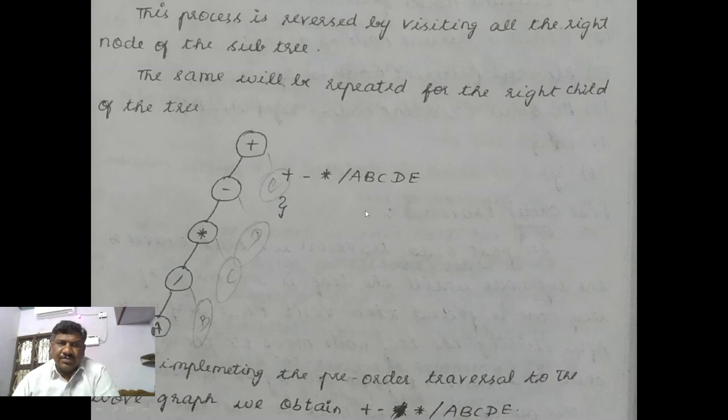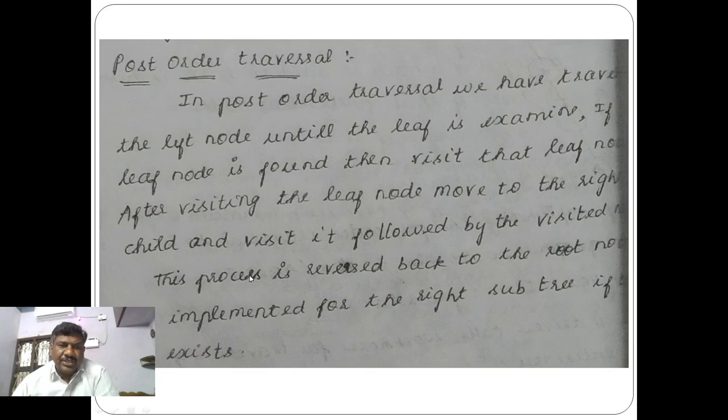At last we are going to see post-order traversal. The post-order traversal is similar to in-order traversal. We are not going to visit the node, we are going to just travel towards the left until a leaf node is examined. If a leaf node is found, then visit that leaf node. After visiting that leaf node, move to the right.